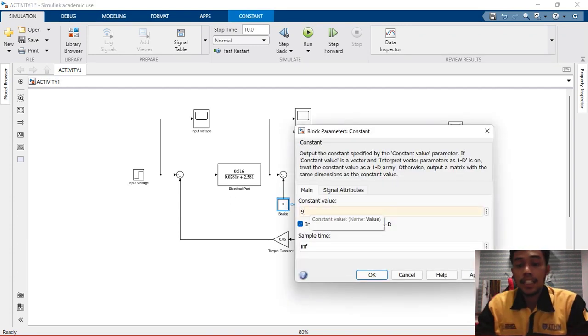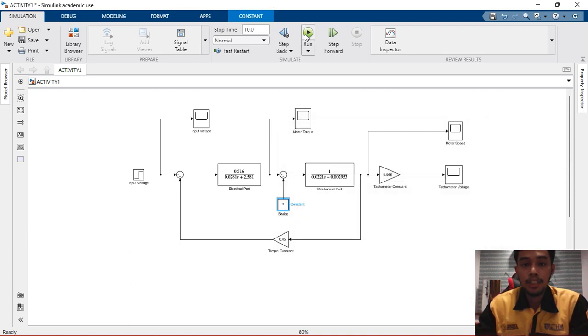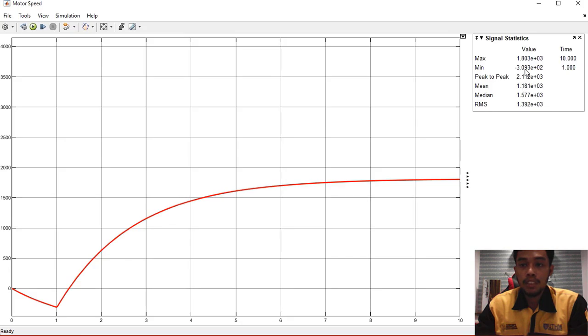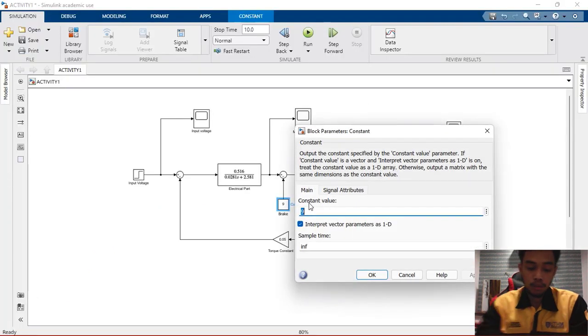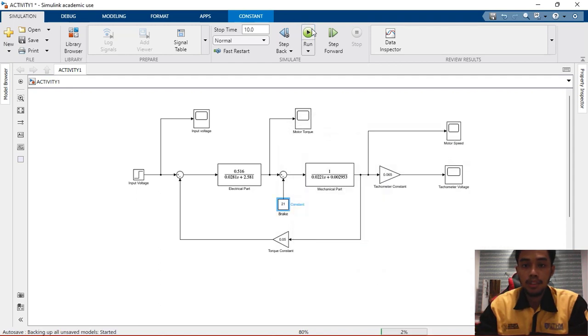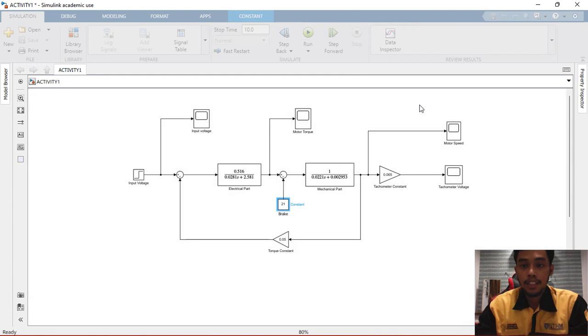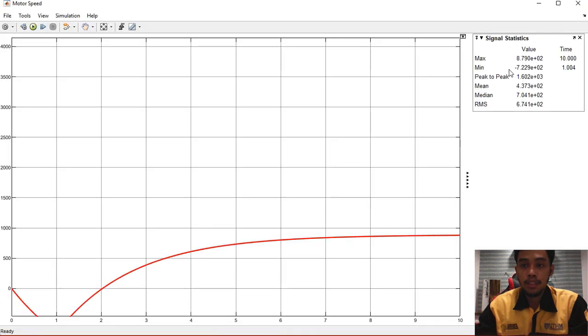Then we adjust the value of the brake scale to 9, run the simulation again, and obtain the motor speed, which is 1803 RPM when t equals 10 seconds. And lastly, we set the brake scale to 21 and run the simulation again. We obtain the motor speed here, which is 879 RPM when t equals 10 seconds.